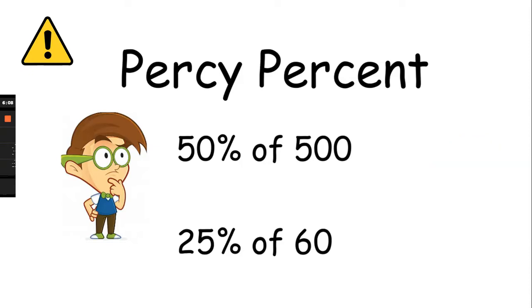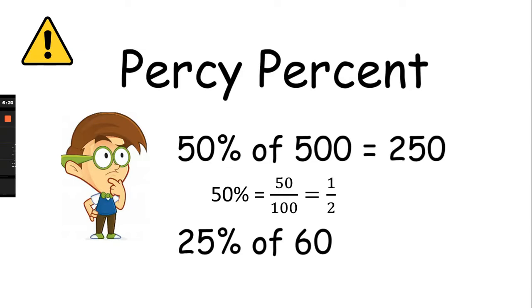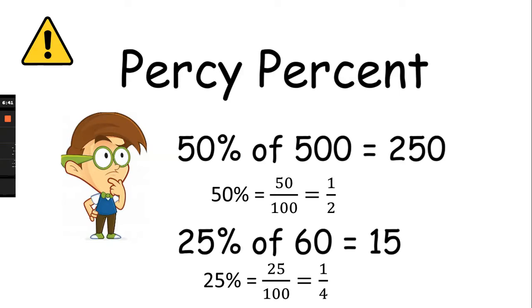Let's have a look how we got on. Percy knows percent means out of 100. 50% is 50 out of 100, and that simplifies to 1/2. 50% means half. Half of 500, 250. Percy knows percent means out of 100. 25% is 25 out of 100, which is simplified to 1/4 or half of the half. 25% of 60 is the same as finding 1/4 of 60. 1/4 of 60 is 15.